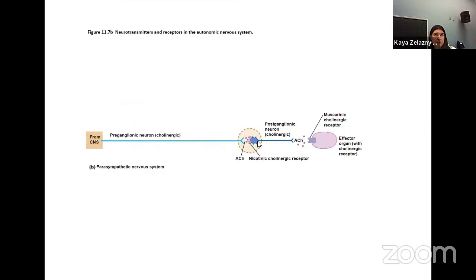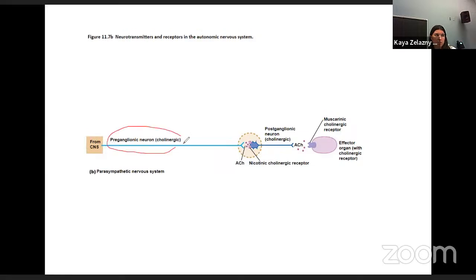Our parasympathetic nervous system is way easier because all we have to think about is acetylcholine. So we have a cholinergic neuron as our preganglionic neuron. It releases acetylcholine. We have a cholinergic receptor. Our postganglionic neuron is also cholinergic. It also releases acetylcholine. There's another cholinergic receptor. So associate the parasympathetic nervous system with acetylcholine, just always.